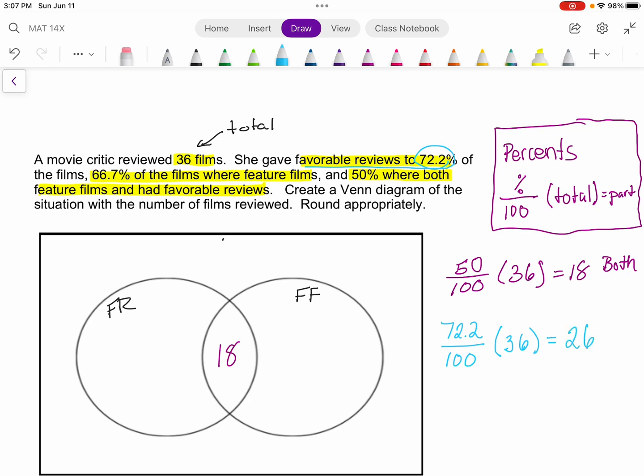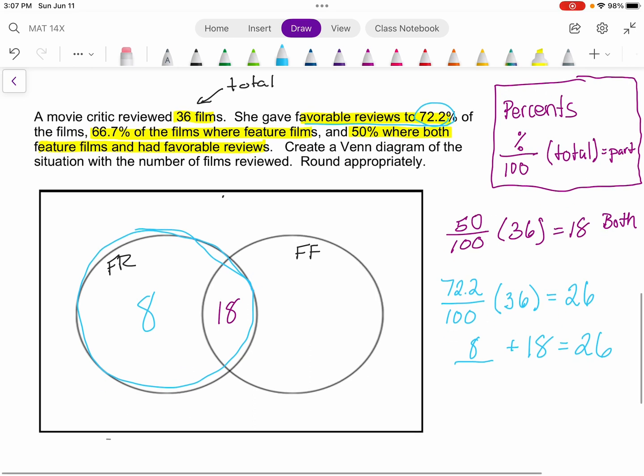Now, just like on the previous problem, that 26 is everything that goes in that favorable review circle, this whole one right here. So something plus 18 should equal 26. Well, if I subtract 18 from 26, I would end up with 8 films that had favorable reviews.